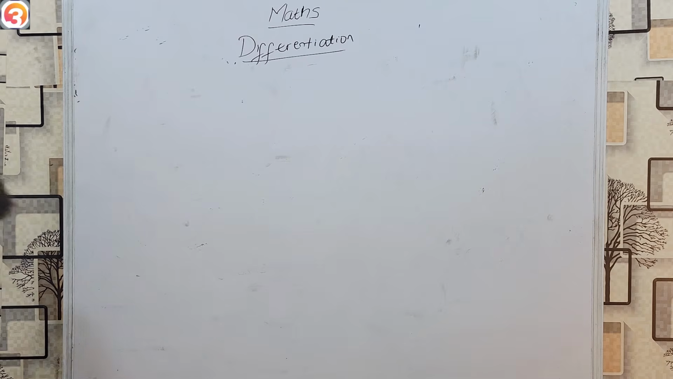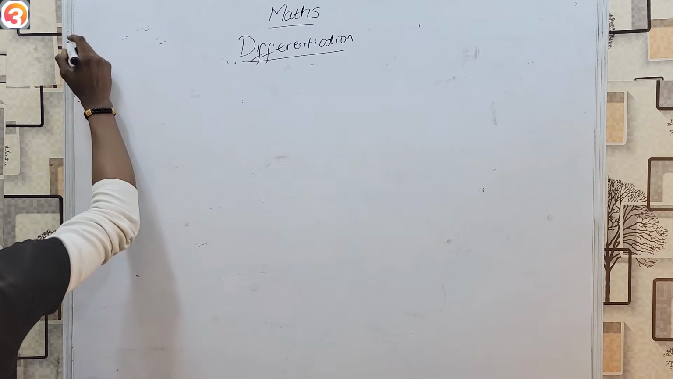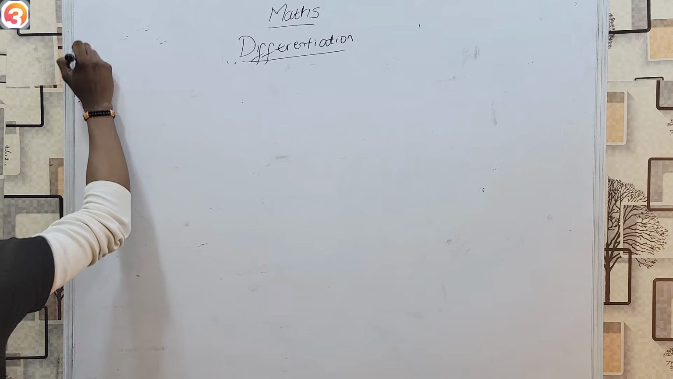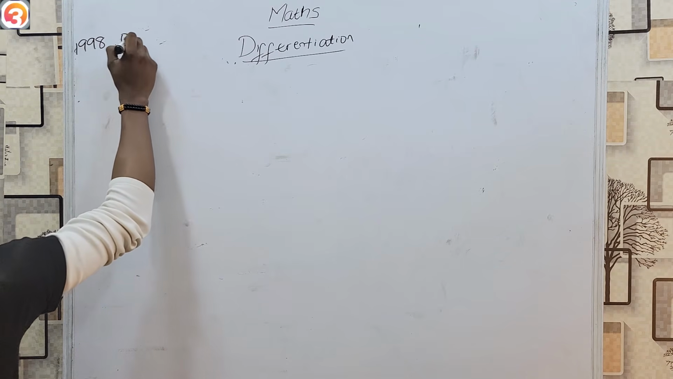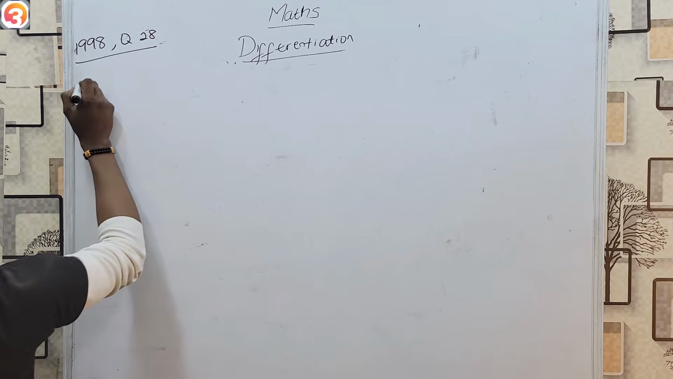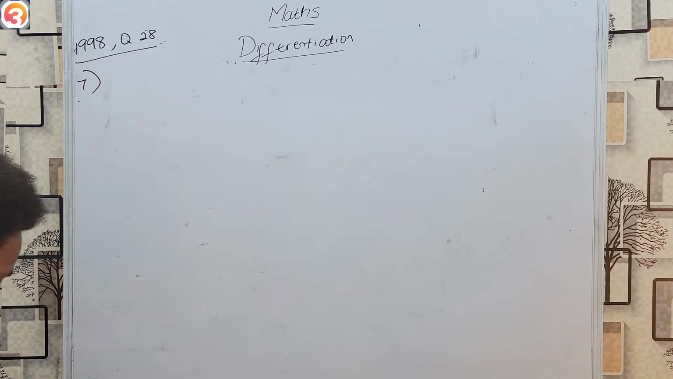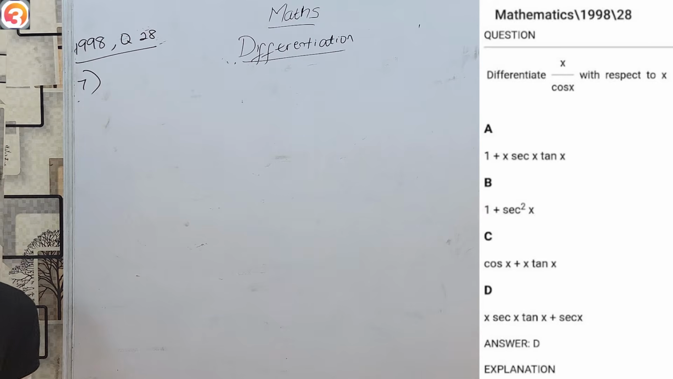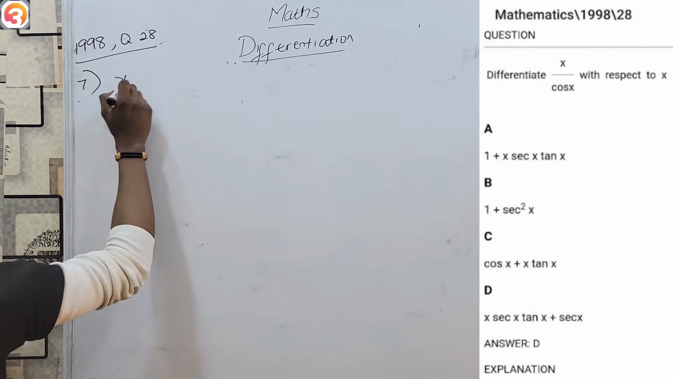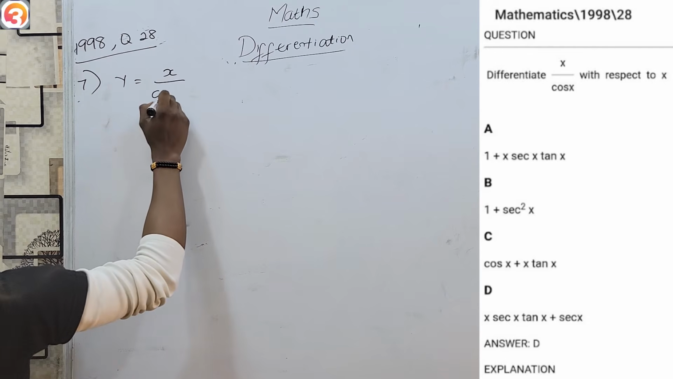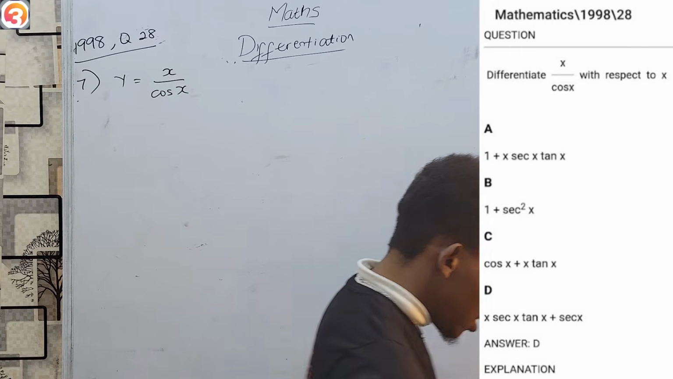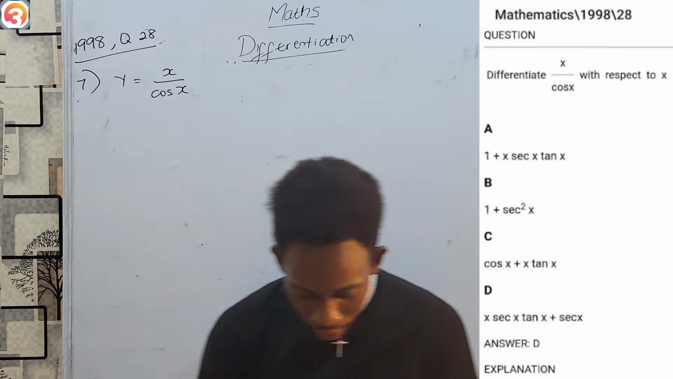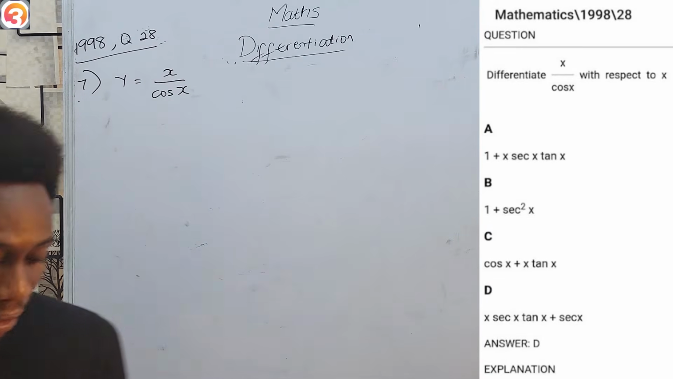Okay, let's go to the year 1998, and this time let's tackle question 28. The year is 98. The question is number 28. This one says we are to differentiate x over cos x with respect to x. Another fundamentally simple one, so as you get the logic, keep it in mind.